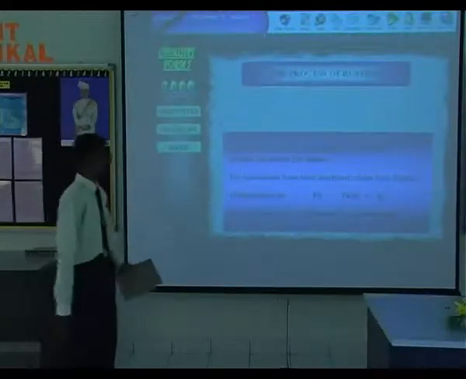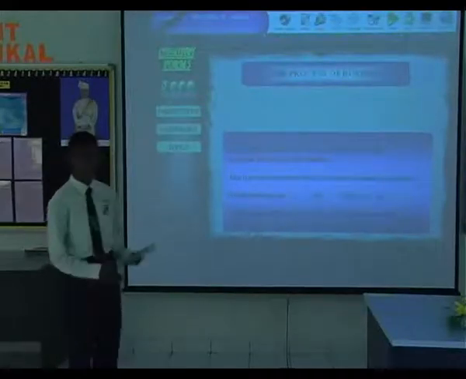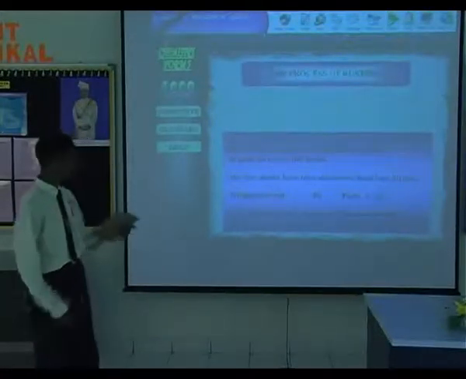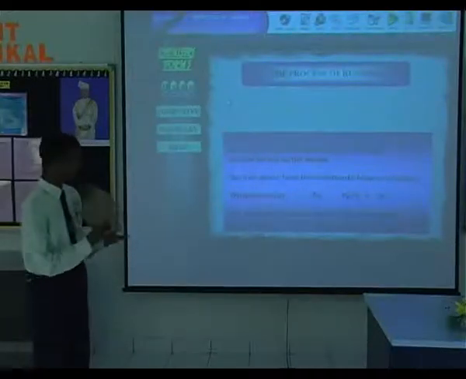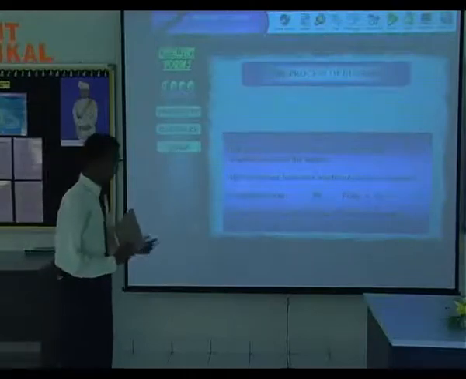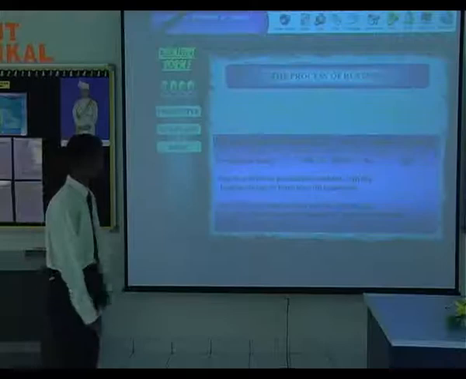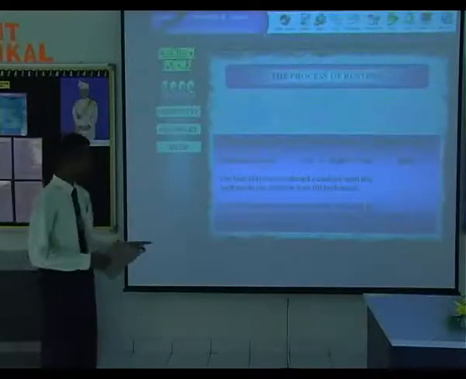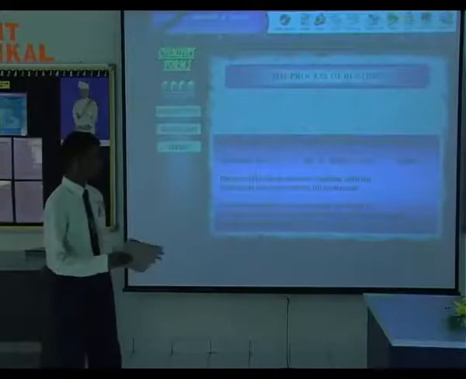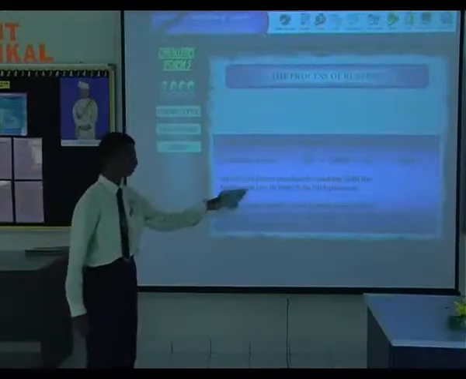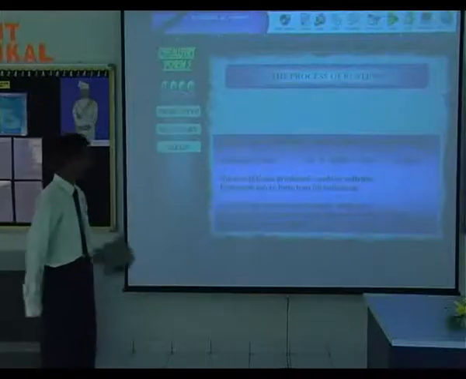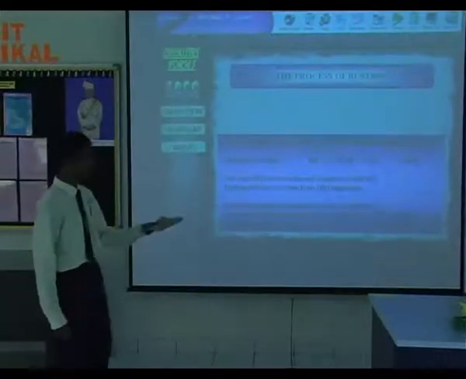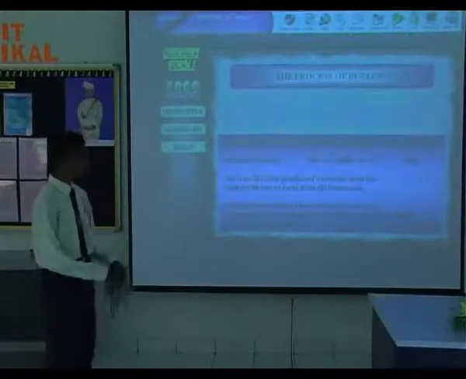The process of rusting: the surface of iron in the middle of the water droplet serves as the anode. The iron atoms lose electrons to form iron 2 ions. Oxidation occurs where iron releases 2 electrons. The electrons flow to the edge of the water droplet. Oxygen gains the electrons and is reduced to hydroxide ions. Reduction occurs when oxygen plus water gain 4 electrons and produce 4 moles of hydroxide. The iron 2 ions combine with the hydroxide ions to form iron 2 hydroxide. The iron 2 hydroxide is then further oxidized by oxygen to form hydrated iron oxide.